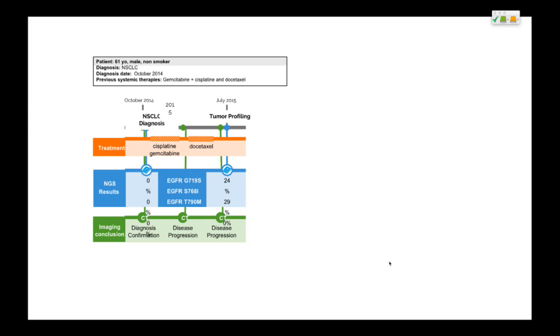Sorry for the resolution because we use another screen, so I apologize for the resolution of the screen.